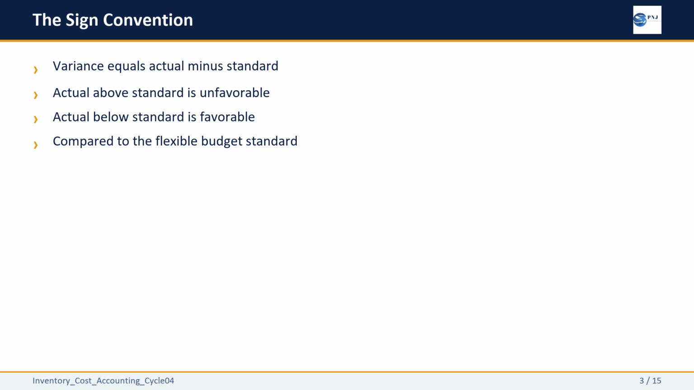The standard you compare against is always the flexible budget standard, meaning what the output you actually produced should have cost. Get this convention straight, and the 9 formulas that follow become almost intuitive. Miss it, and you will praise a cost overrun and panic over a saving.